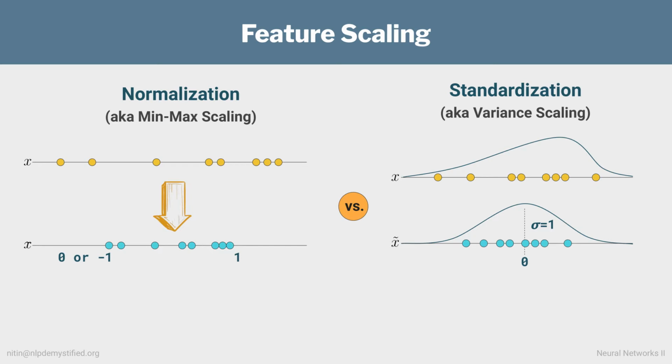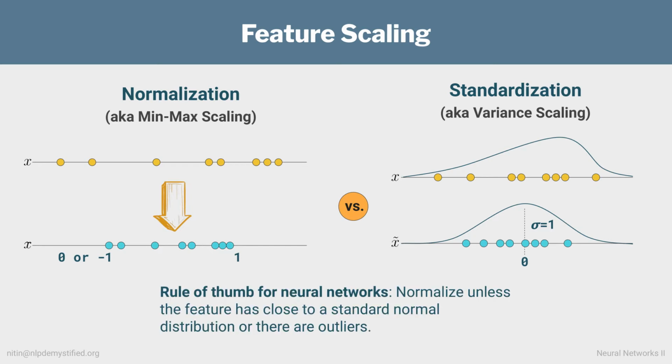But which one to use? For neural networks, as a rule of thumb, prefer normalization unless the feature has a distribution close to standard normal, basically the distribution resembles a bell curve, or there are important outliers. This is because, in normalization, outliers will squeeze the other values into a much smaller range.